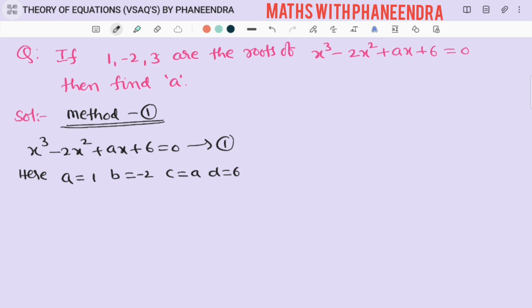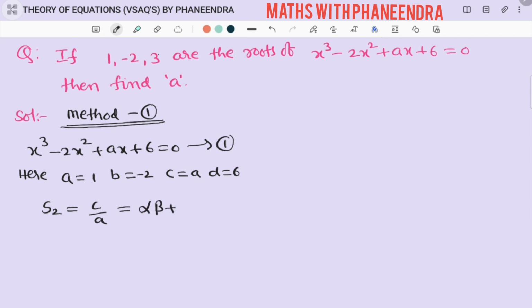You can use either the product of the roots or the sum of the products of the roots taken two at a time. Any one of them will give you the answer. First, I am taking the sum of the products of the roots taken two at a time. So S2 is equal to C by A, according to the question.